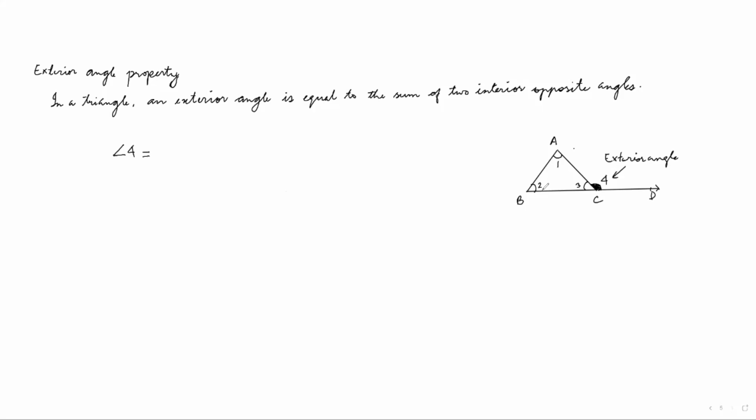The two angles, angle 1 and angle 2, are the opposite interior angles. So angle 4 will be equal to angle 1 plus angle 2. This is the exterior angle property of a triangle.